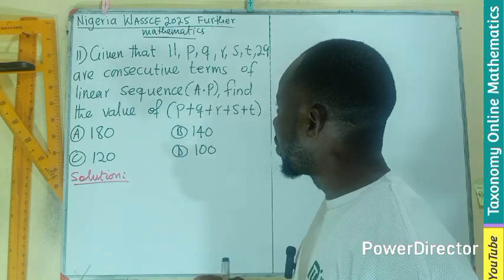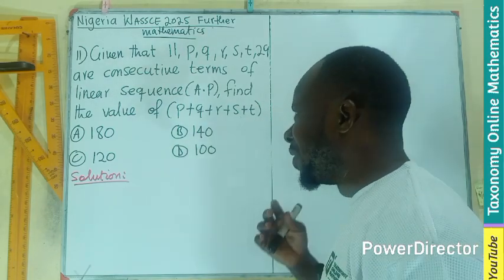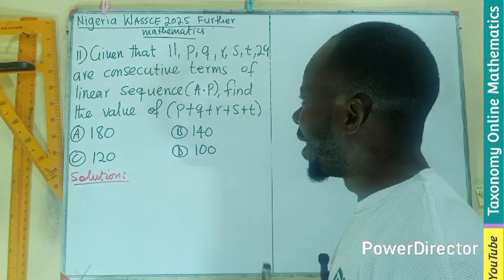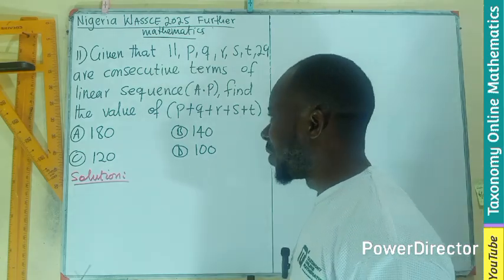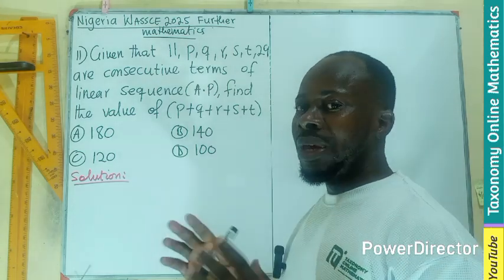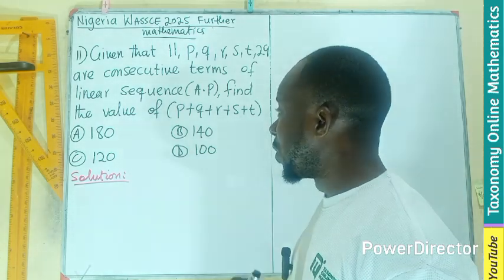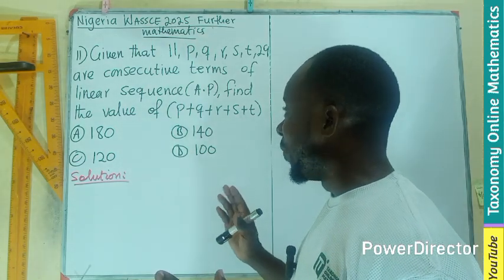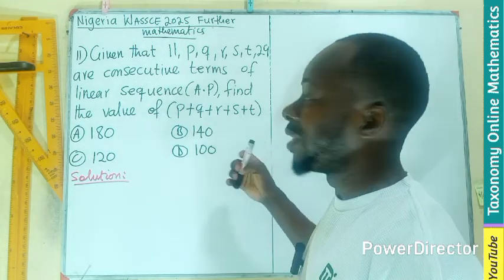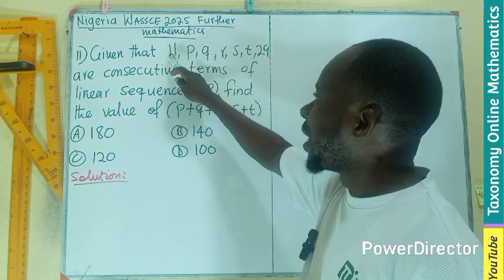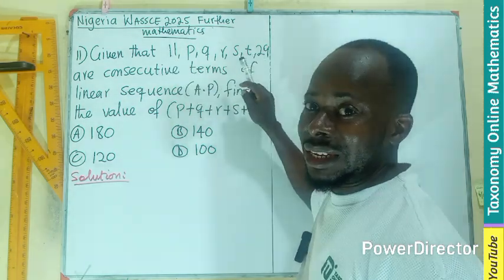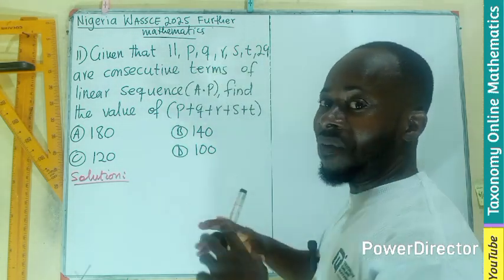Given that 11, P, Q, R, S, T, 29 are consecutive terms of a linear sequence, we have to find the value of P plus Q plus R plus S plus T. So you can see that we are just finding the sum of all the terms, with exception of 11 and 29. So these are all the elements we are finding the sum.